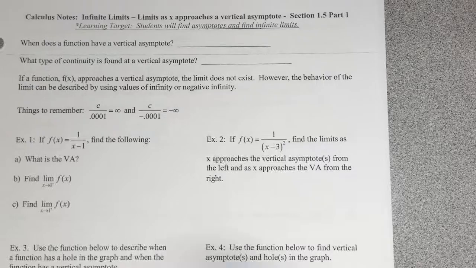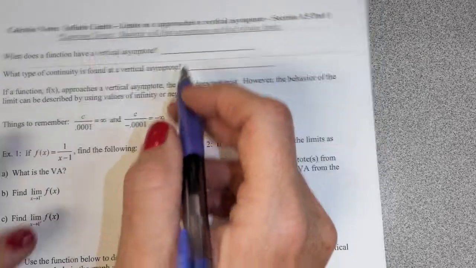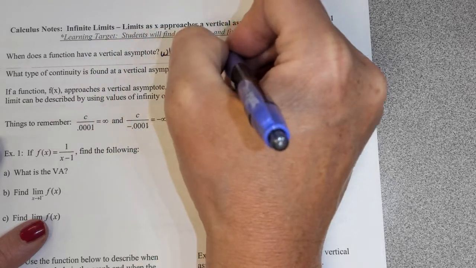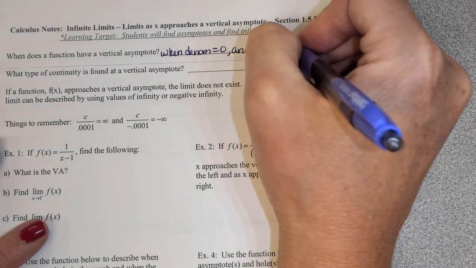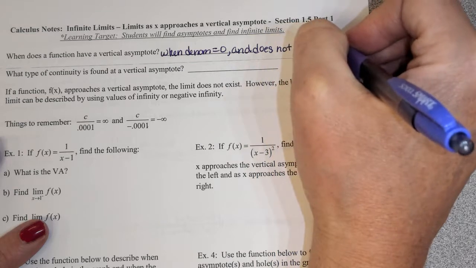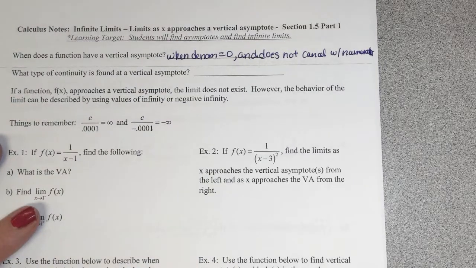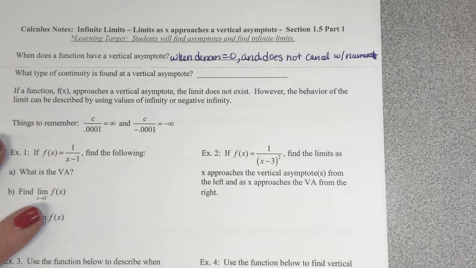So the first question is, when does a function have a vertical asymptote? When's that going to happen? Whenever the denominator equals 0, and another thing has to happen, and that is, it does not cancel with the numerator. So when we have a factor that's going to cause our denominator to equal 0, and that factor does not cancel with the numerator, that means we have a vertical asymptote.